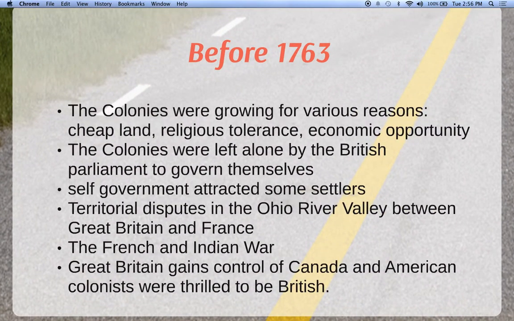So here we are. Life before 1763. Basically, the colonists were left alone by Great Britain. They could make their own laws and do those kinds of things. There's a lot of different factors on why people were moving to the colonies.